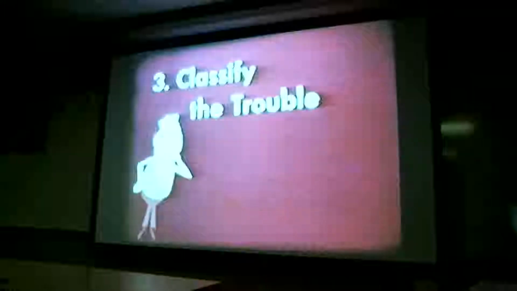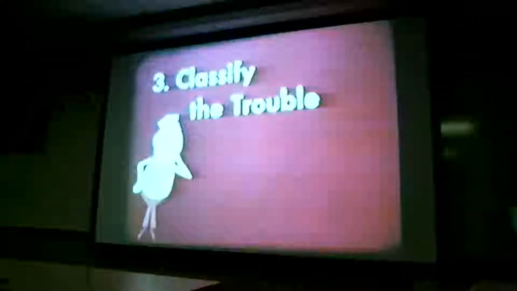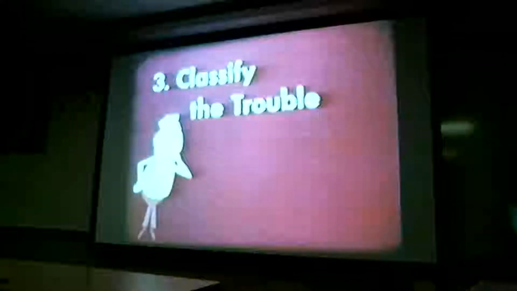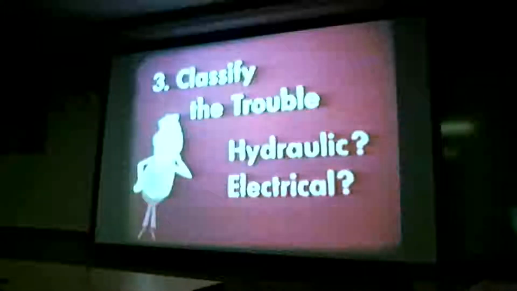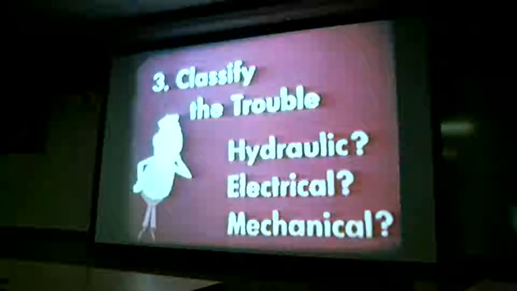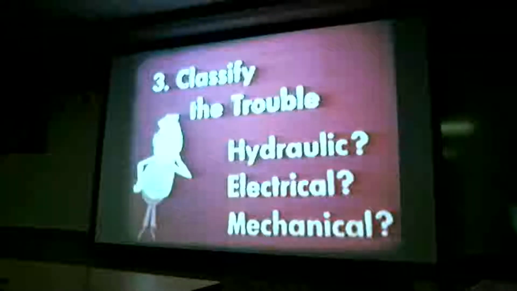Classify the trouble. In this step, you determine the type of trouble in the system, whether it is hydraulic, electrical, or mechanical, or a combination of these. To classify the trouble, refer to the troubleshooting section of the handbook for the specific system in question.